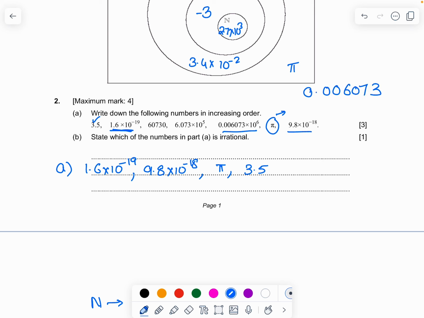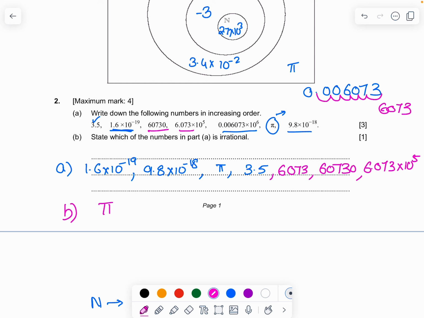Because it is 0.006073. 10 power 6, the decimal moves 6 digits. 1, 2, 3, 4, 5, 6. So basically it is 6073. So the next number is 6073. After that, 60,730. Then finally 10 power 5 is the biggest number, 6.073 times 10 power 5. So you have to be very careful writing from smallest number to biggest number. State which of the numbers in part A is irrational. So we know that pi is an irrational number. Remember, pi is going to be an irrational number.